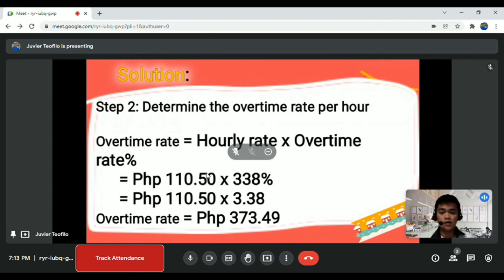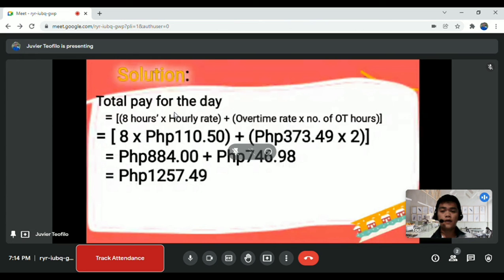So we have the hourly rate of 110.50 and we have the overtime rate of 373.49 centavo. Now let's have the final answer. For the total pay for the day, we have 8 hours, which is the number of regular working hours, times hourly rate of 110 pesos point 50 centavo plus the overtime rate of 373.49 multiplied by the number of overtime hours, which is 2.